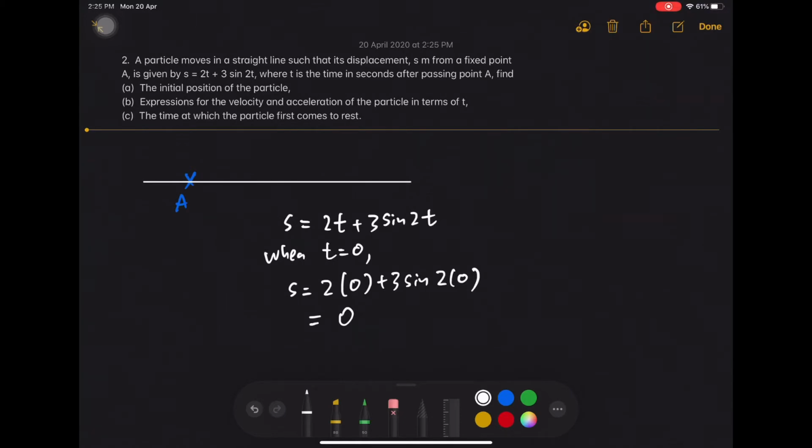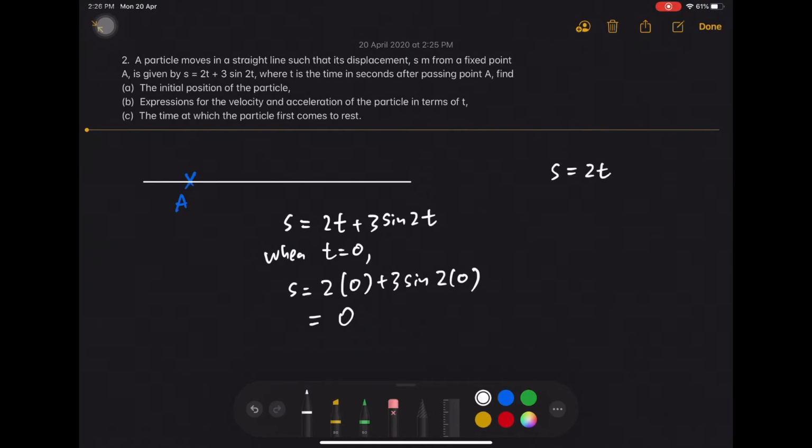For the second part of the question, we want to find the equation for velocity and acceleration. To do that, we just have to differentiate my displacement 2 times. One time to get velocity, second time to get acceleration. So we're going to do that. I'm going to write it here.